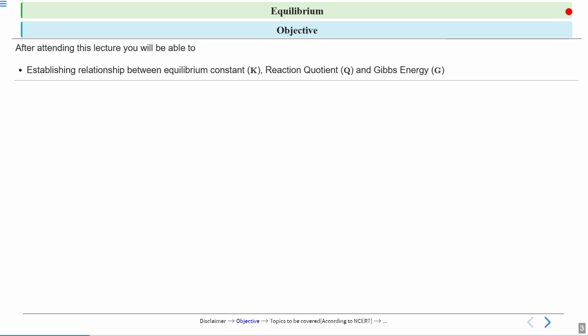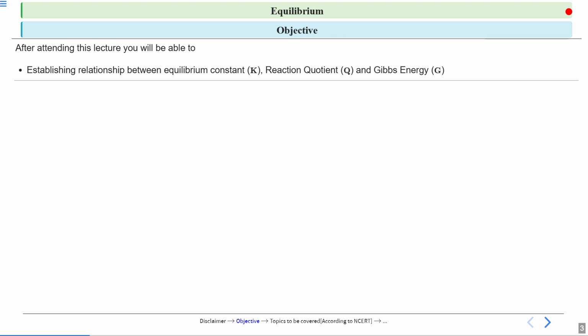Both branches are very important to be reconnected, so that you can know the spontaneity as well as the amount of substance directly from one equation. That equation will contain three things: equilibrium constant K, reaction quotient Q, and Gibbs energy G. The equilibrium constant and reaction quotient were dealt with in the previous class. Gibbs energy change is part of thermodynamics, and you can watch our lectures on thermodynamics.